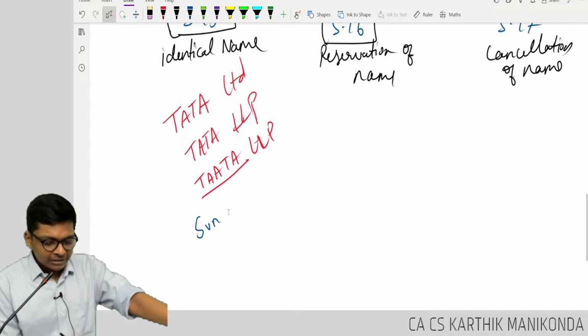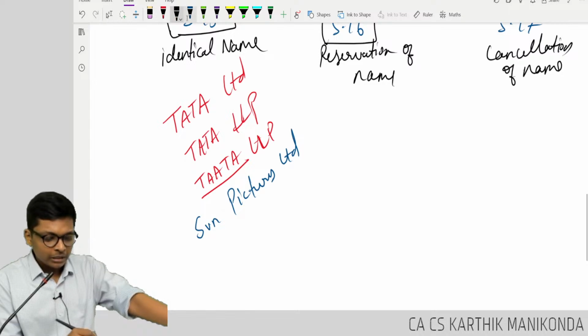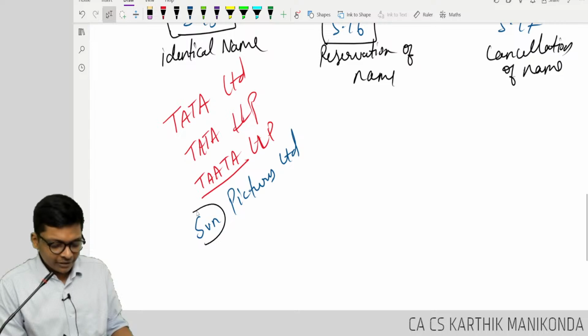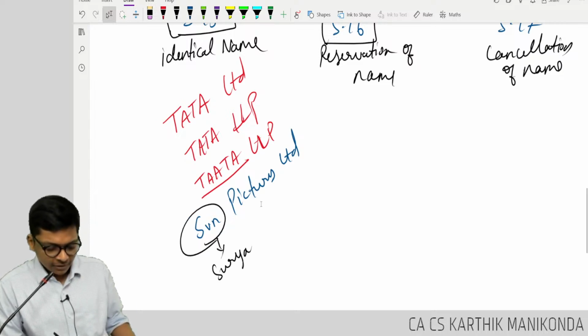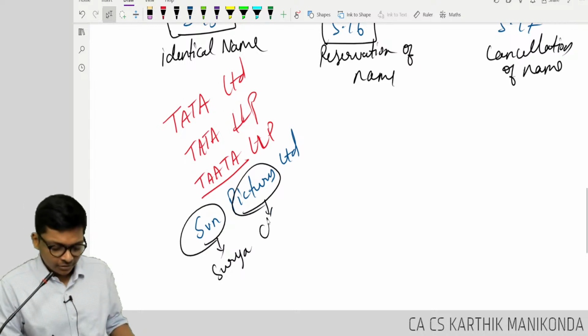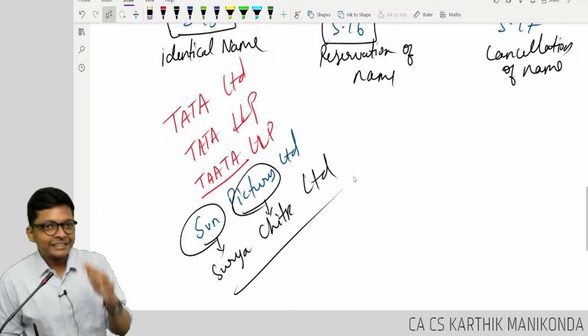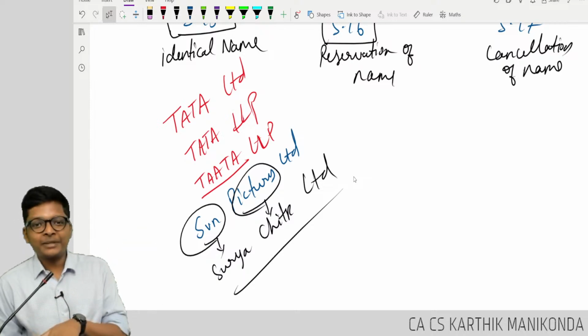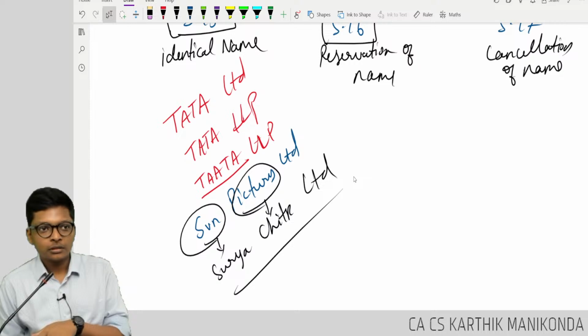Now we have Sun Pictures Limited. I want to start Sun Pictures Limited. Translate to Hindi, guys. What is the meaning of sun in Hindi? Surya. Pictures is what? Chitra. Can I start Surya Chitra Limited? In English only I will write. Can I start like this, guys?